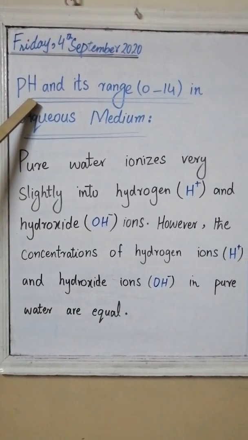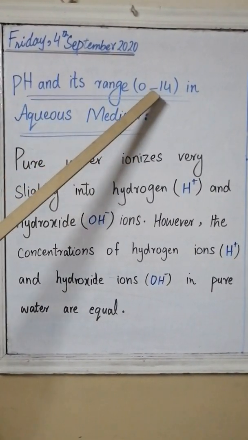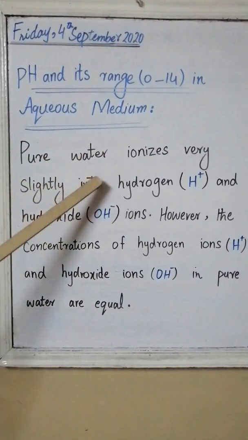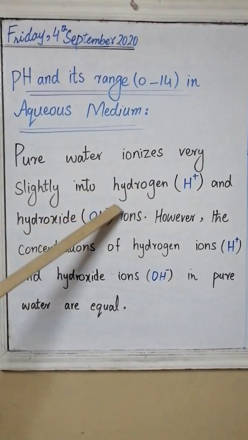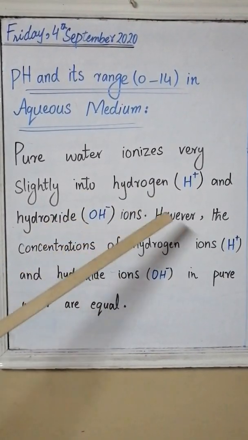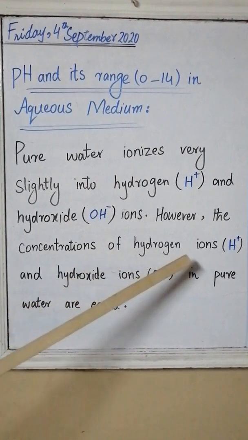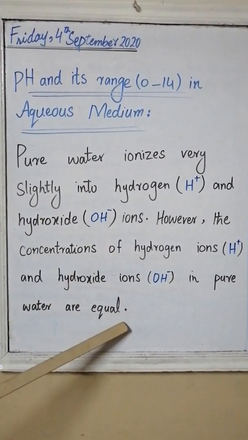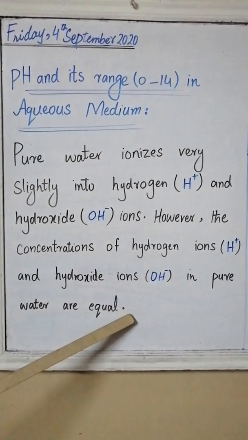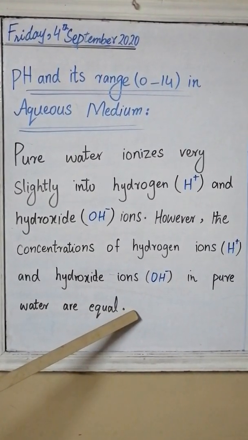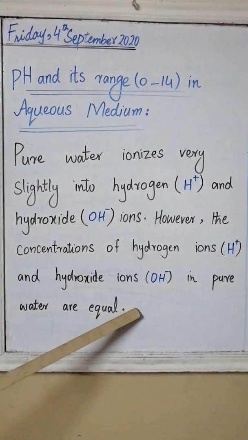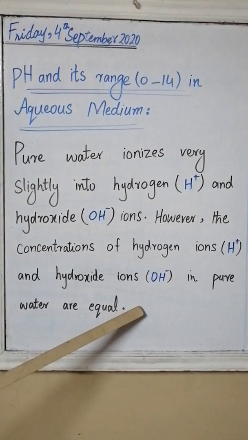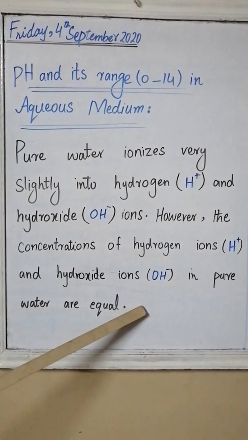Students, our next topic is pH and its range from 0 to 14 in aqueous media. Pure water ionizes very slightly into hydrogen ion and hydroxide ion. However, the concentration of hydrogen ion and hydroxide ion in pure water are equal. Hydrogen ion concentration increases when acids are dissolved in water. Alkalis, on dissolving in water, decrease the concentration of hydrogen ion in water as compared to hydroxide ion.